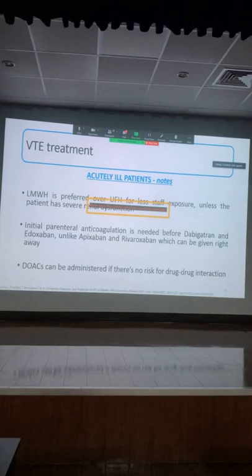Actually, in the ill patient, low molecular weight heparin is preferred over unfractionated heparin, as I mentioned, for less staff exposure, unless the patient has severe renal dysfunction. Initial parenteral anticoagulation is needed before dabigatran. Dabigatran means Pradaxa. Okay. We know that with Eliquis and Xarelto, there is no need to start parenteral anticoagulation. On the other hand, for dabigatran and edoxaban, that means Lixiana, unlike apixaban and rivaroxaban, which can be given right away, DOAC can be administered if there is no risk of drug interaction.